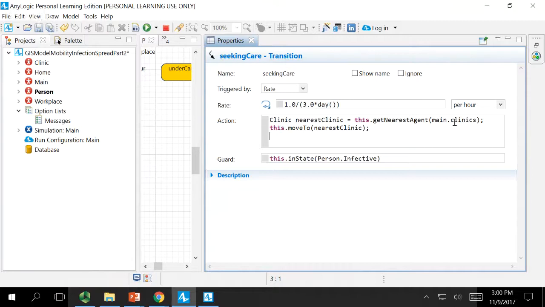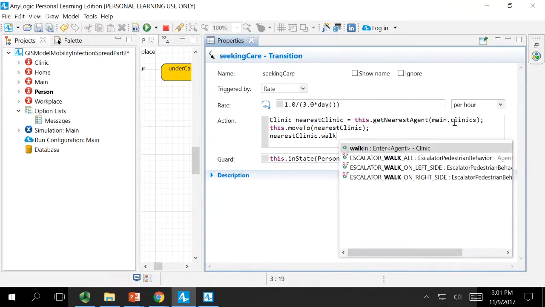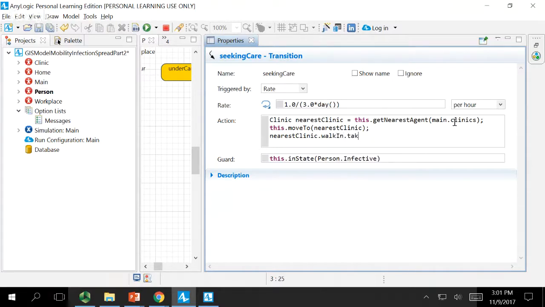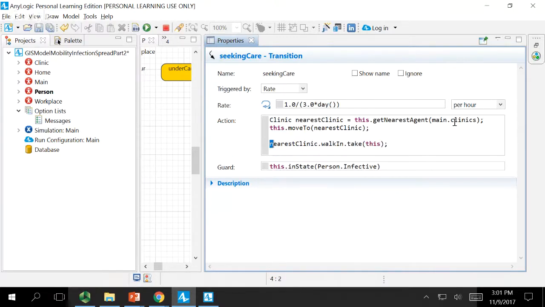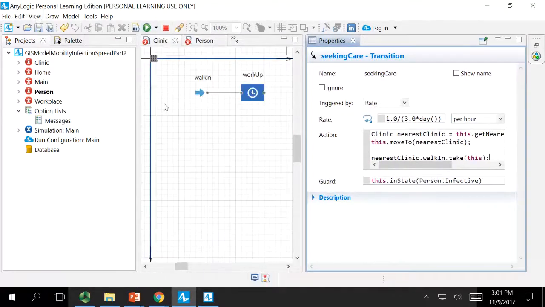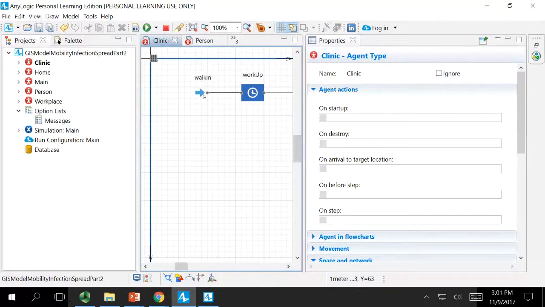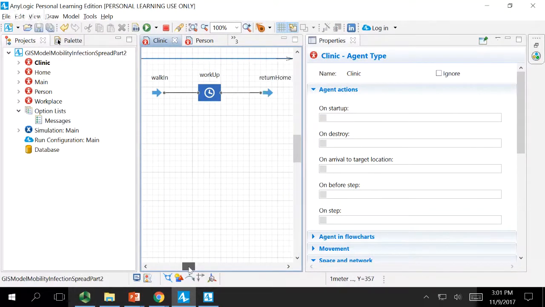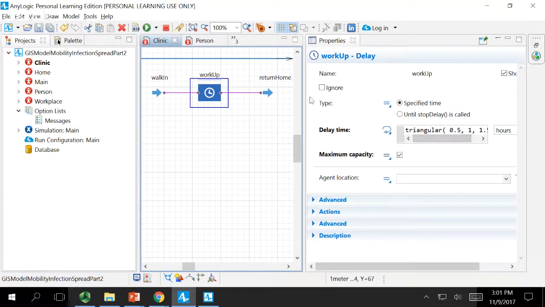So how we're going to do this, we're going to say nearest clinic dot walk in, that was that block, dot take, and we're going to say take me into the clinic. What this is going to do is it's going to place this agent who is seeking care within the clinic. In other words, they're going to flow in as an entity here. They flow in as an entity into that clinic. And by so flowing in, they'll be part of this process. They'll be worked up in between half an hour and 1.5 hours, and they'll leave.